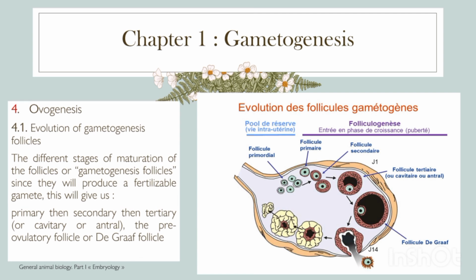Evolution of gametogenesis follicles. These are the different stages of maturation of the follicles, or gametogenesis follicles, since they will produce a fertilizable gamete. This will give us primary, then secondary, then tertiary or cavitary or antral follicle, and finally the pre-ovulatory follicle or the de Graaf follicle.